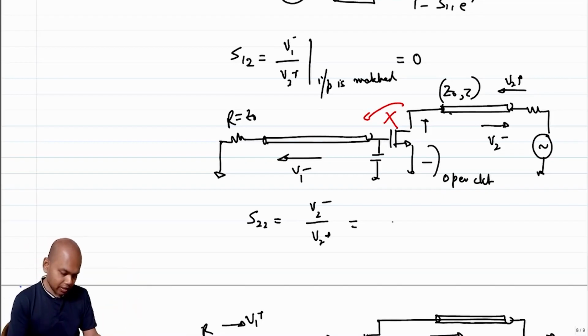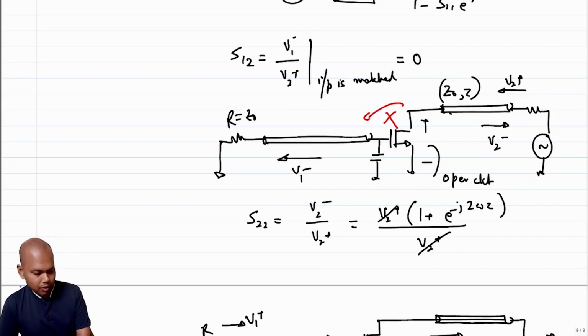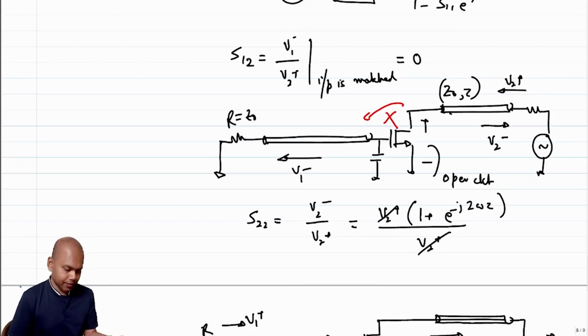So your V2 minus is nothing but V2 plus times (1 plus e power minus j 2 omega tau) by V2 plus, right? So S22 essentially becomes 1 plus e power minus j 2 omega tau. Okay, so you see that. This is a toy example that we use to show you how you go about characterizing the S parameters of a two-port network.